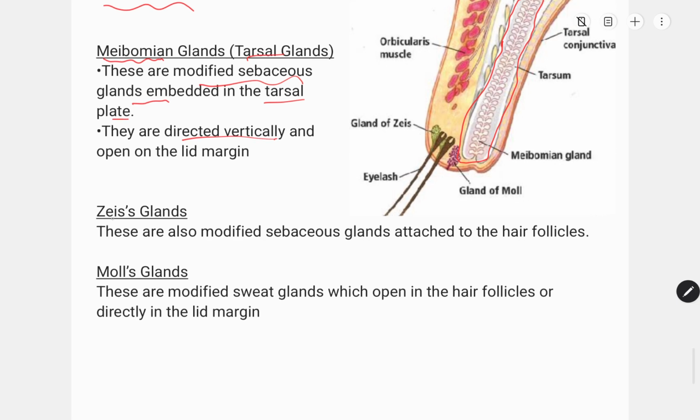And the other gland are Zeis glands. These are modified sebaceous glands. So this one is the gland of Zeis, and the last one is the gland of Moll. These are modified sweat glands, and they open into the hair follicle directly into the lid margin.